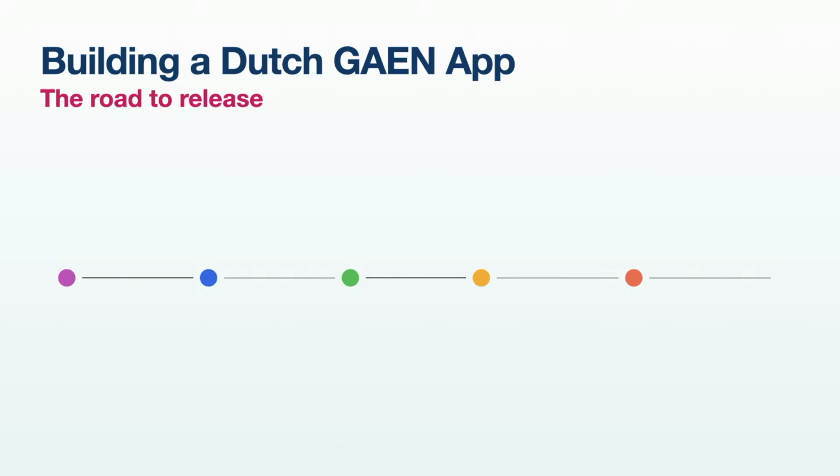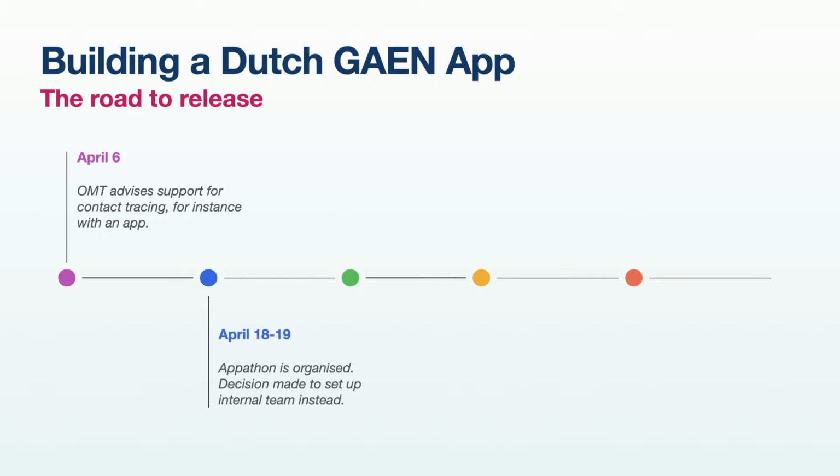So this framework was there, but how does the app actually get built? This whole road to the app actually started in April of last year, when the outbreak management team of the Netherlands advised the government that a contact tracing application, a digital way of doing contact tracing, could actually be useful. And an appathon was then organized to find out whether there were parties interested in building such an application, and also to do a feasibility check on this kind of application, if it would actually work, because it actually hasn't been done on such a large scale yet for an infectious disease.